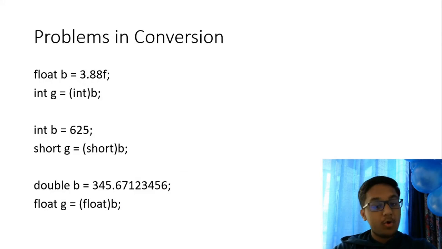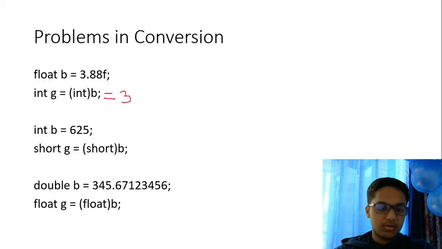Now we'll be looking into some problems which can arise in explicit type conversion. So let's say we have something like float b is equal to 3.88f. You remember we put suffixes when we initialize float and long. And we convert this float into an integer. Now you might know that an integer does not have any decimal values. So when this float gets converted to an integer, its decimal values will go away, and the g over here will store only 3. So you will lose the decimal values. Now this can be an advantage and a disadvantage in some cases.